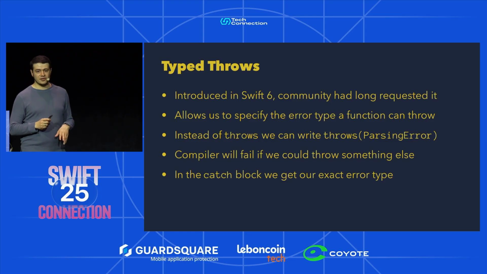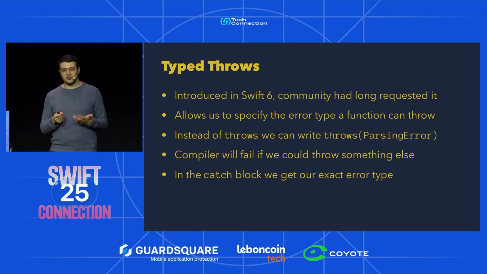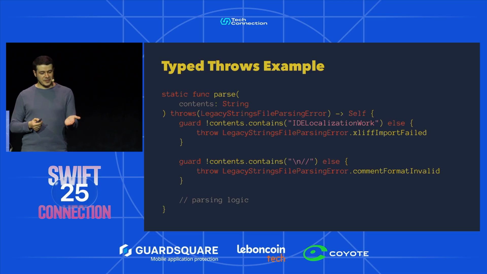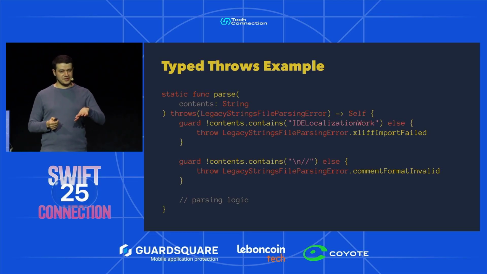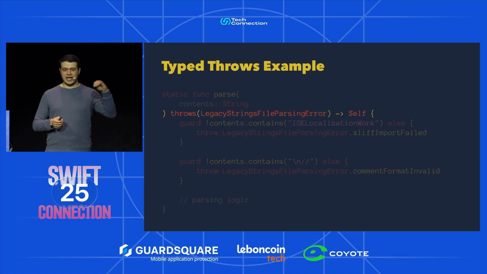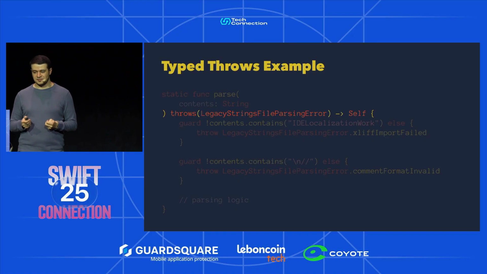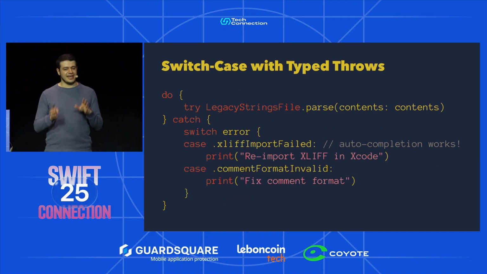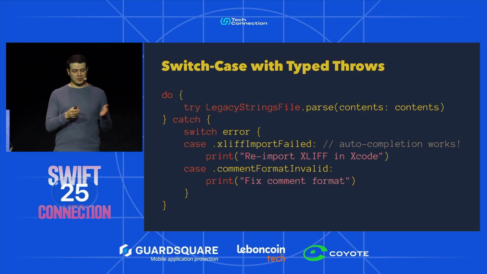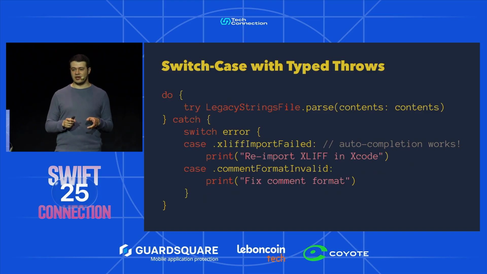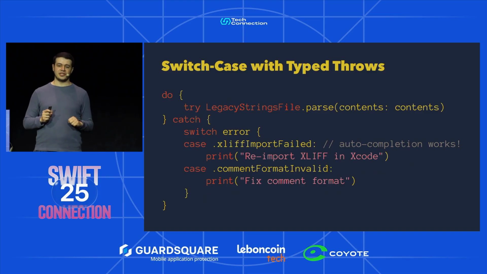In the catch block, because we know now the type of the thrown thing, we can actually switch case over the cases if the error type is an enum. So this is an example code, and this is the code from earlier. The only thing I changed is I added that throws there. So we now have a specific throwing type. Note that when we catch this error now, we can actually switch over the error, and we will even get auto-completion.